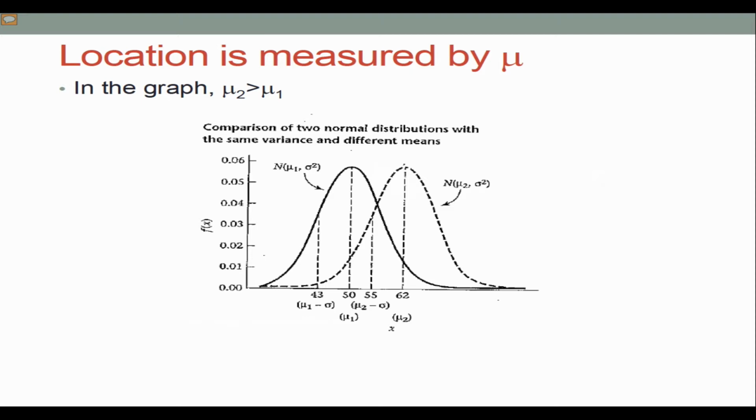For normal distribution, its location is measured by its mean, by the mu. Looking at the picture, there are two normal distributions. They have the same variance but a different mean. For this dashed normal distribution, its mean mu2 is larger than the other one. So this normal distribution, its mean is larger than the other normal distribution. So the location is determined by its mean.